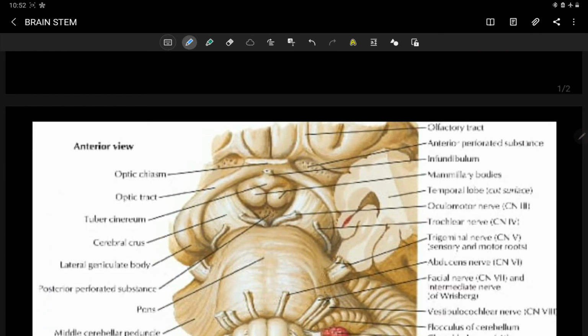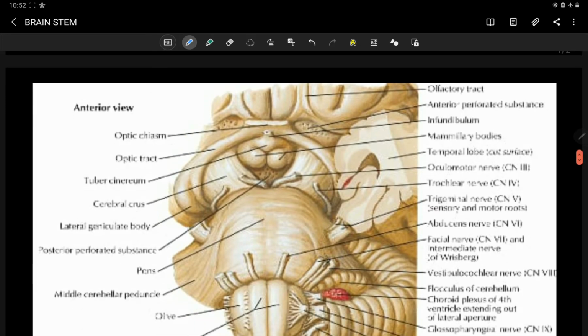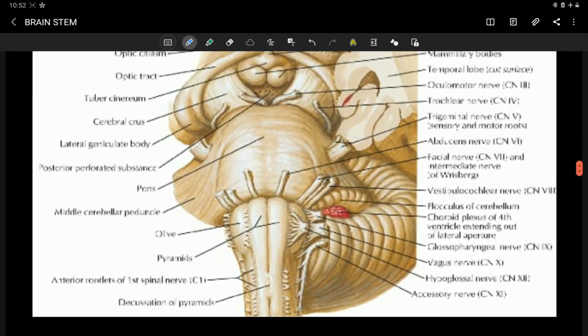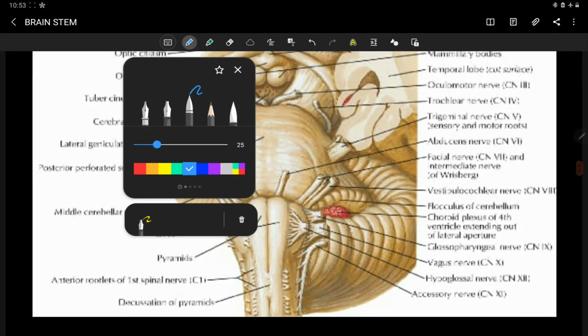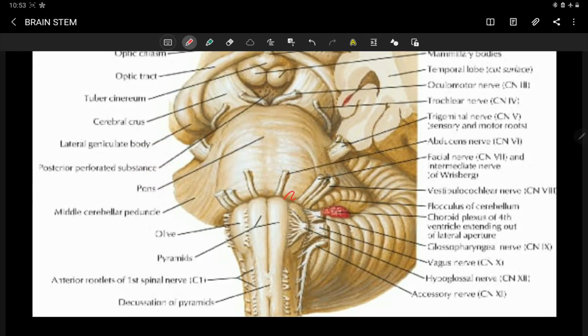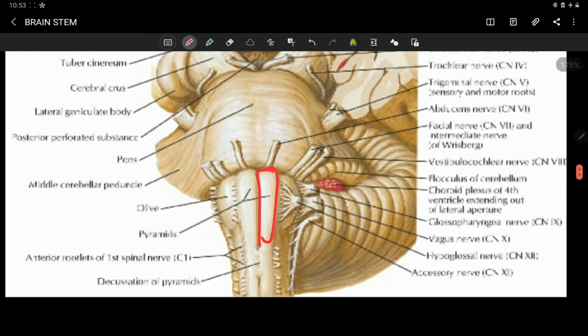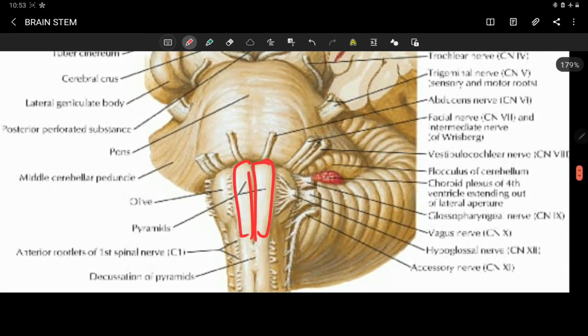So let's identify the cranial nerves first. Let's start from the medulla. In the medulla you can see these two central swellings. These two swellings are the pyramids of the medulla. And lateral to these two swellings, you can see the olive. I am writing O for olive. So these two are the pyramids, central, and lateral to the pyramid is your olive. So which nerves are emerging from this region?